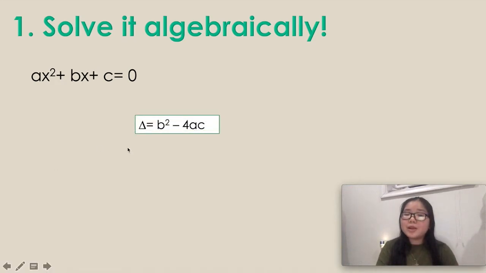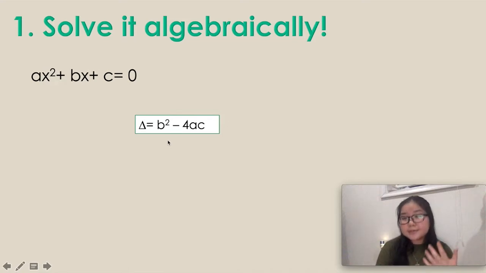So I will give you the formula here. I really don't know how to say this symbol in English, but now I will just call it a triangle. Sorry for that, but I will call it a triangle because it's easy for me and for you guys to understand. This is the first formula you need to learn if you want to solve the quadratic equation algebraically by the formula. And this is the formula for you to calculate the triangle.